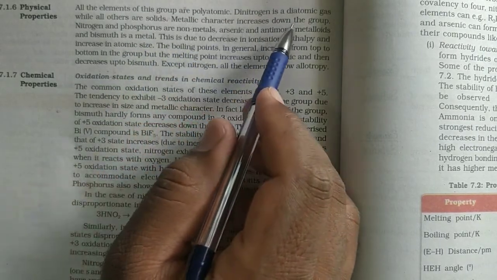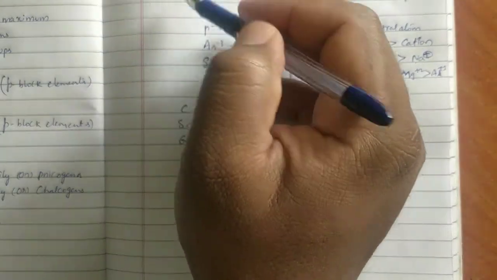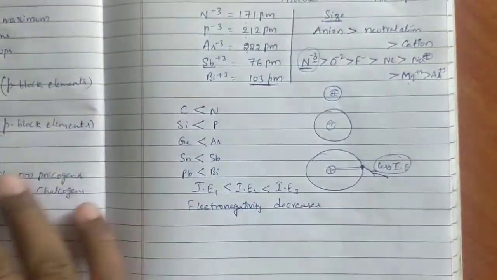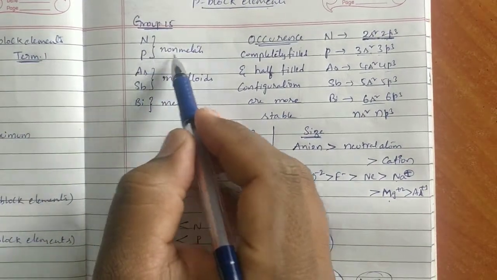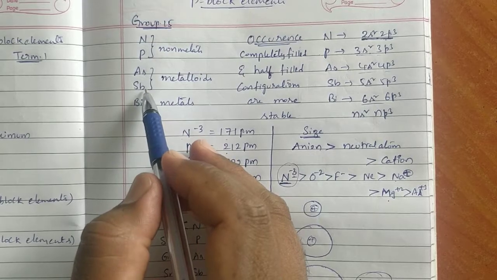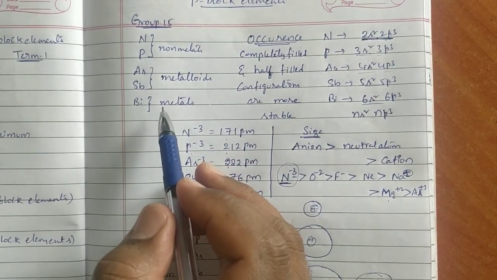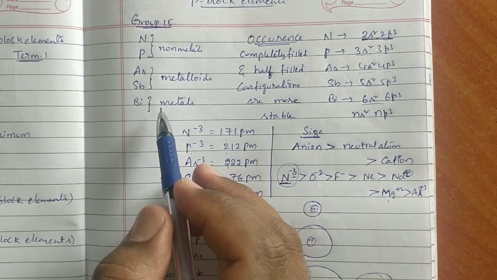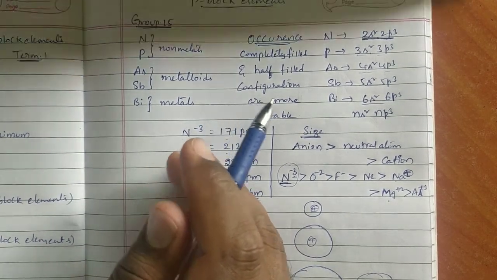Metallic character increases down the group. Already we have seen that these are non-metals. Nitrogen, phosphorus are non-metals. Arsenic, antimony are metalloids. Bismuth is metal. Even moscovium is also metal. Top to bottom, what happened to metallic character? Metallic character increases down the group.